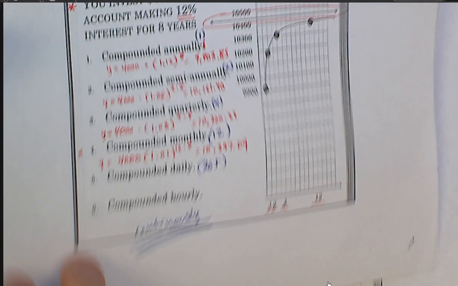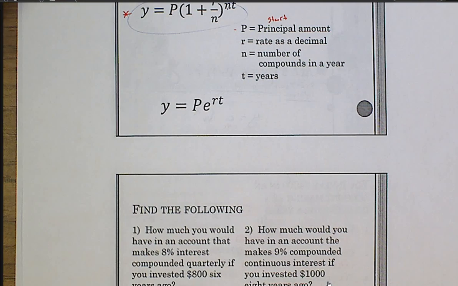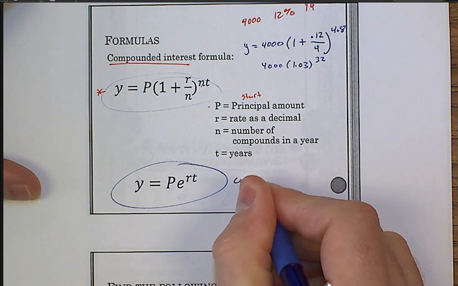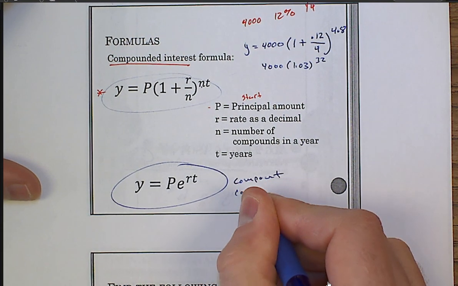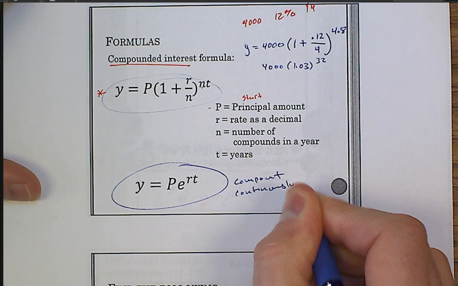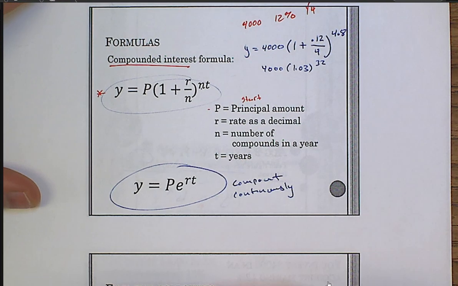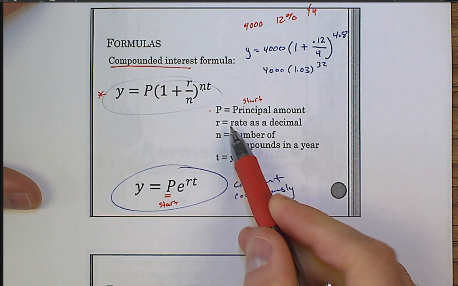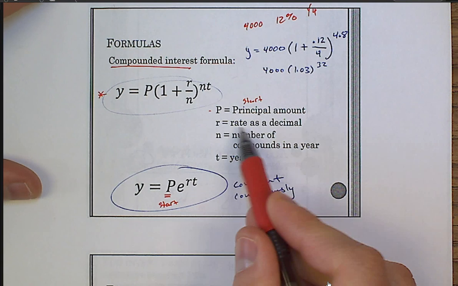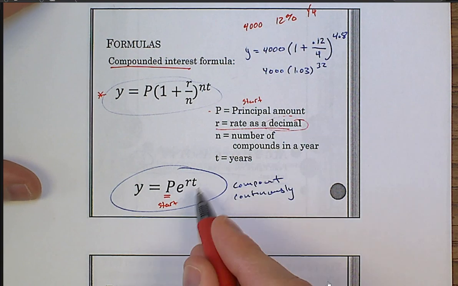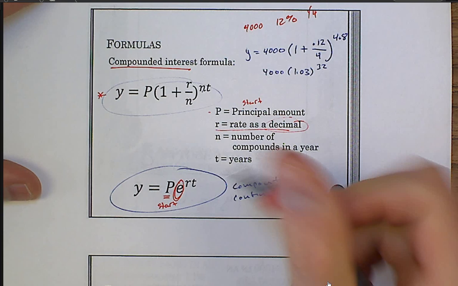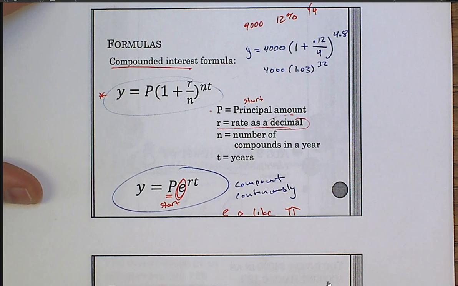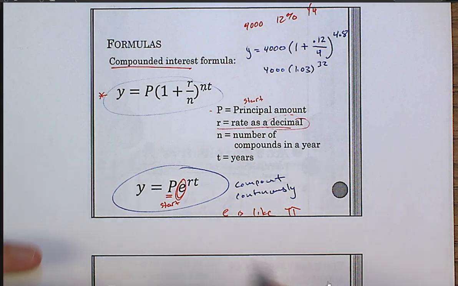And when money is generated continuously, we used this formula right here. This is compound continuously. That is the formula you would use. Now, P is still what you start with. R and T are the same as it is up here. R is your rate as a decimal, important as a decimal, and T is time. The only thing that's new to you is this E. E is actually a number. E is like pi, right? Pi is 3.1415, etc. E is a number.